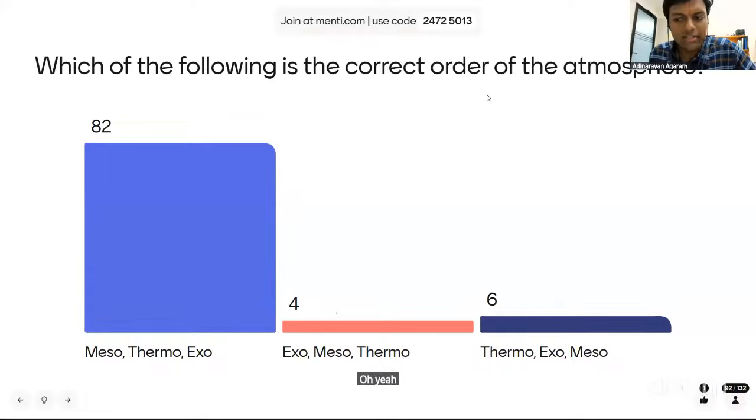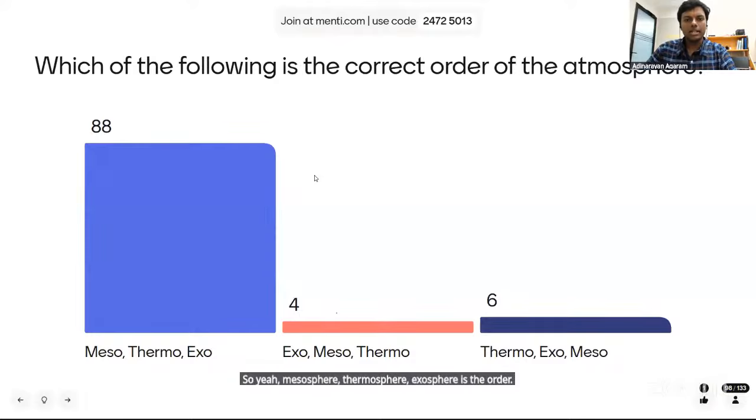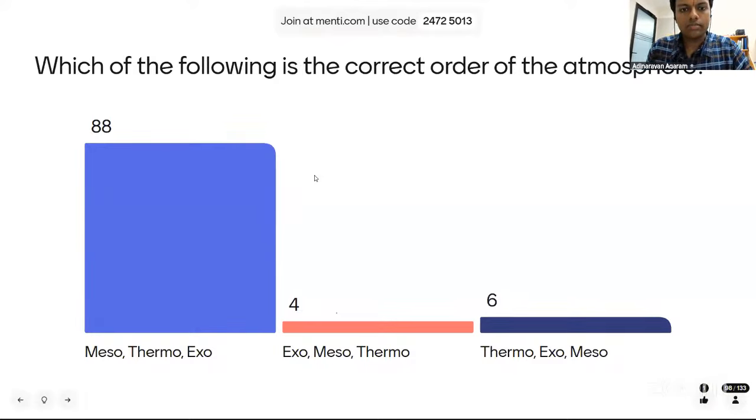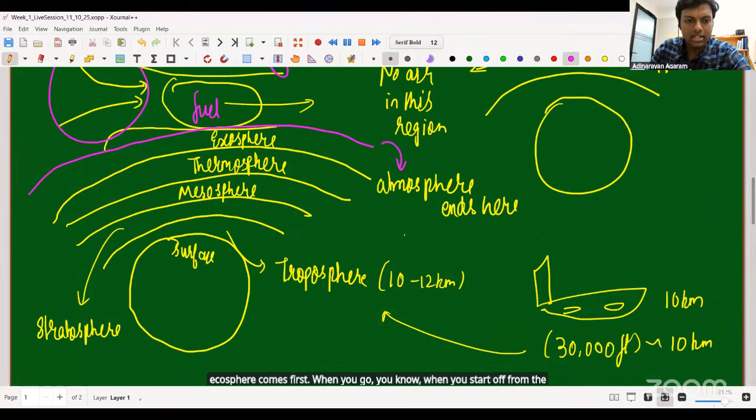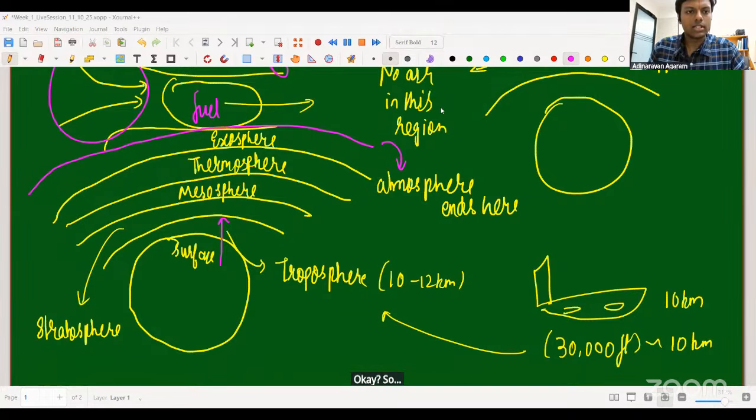So yes, I guess many have answered right now. So mesosphere, thermosphere, exosphere is the order. Let me get back to my screen. As I've written here, when you start off from the Earth, you first see the troposphere, and then the stratosphere, and then you go to the mesosphere, thermosphere, exosphere. Okay.